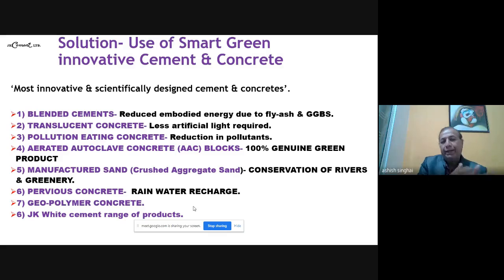Now, having said all these things, we have got some very smart, green, innovative solutions in the cement and concrete material space. So I will just rush through some of them.